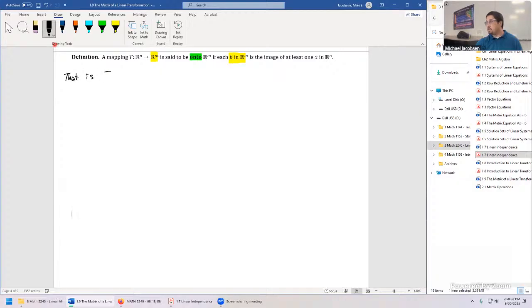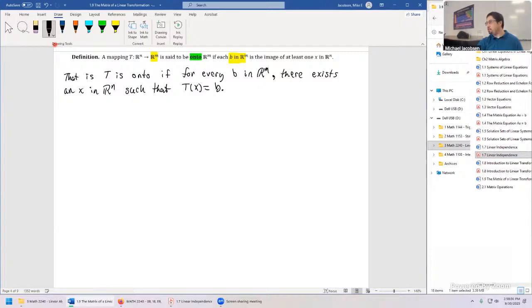that is, T is onto if for every B in Rm there exists an X in Rn such that T of X equals B. Takes me longer to say it, but somehow in my brain, this makes a little bit more sense.